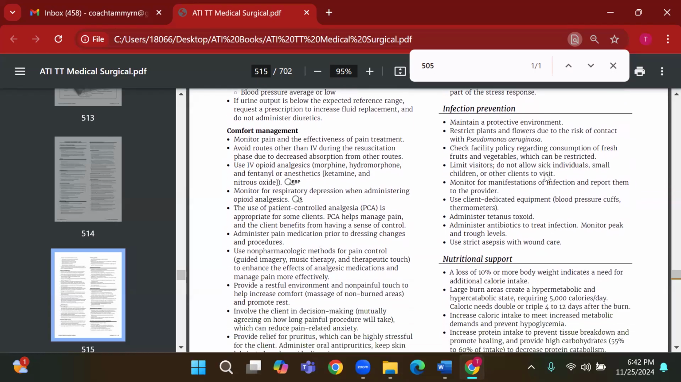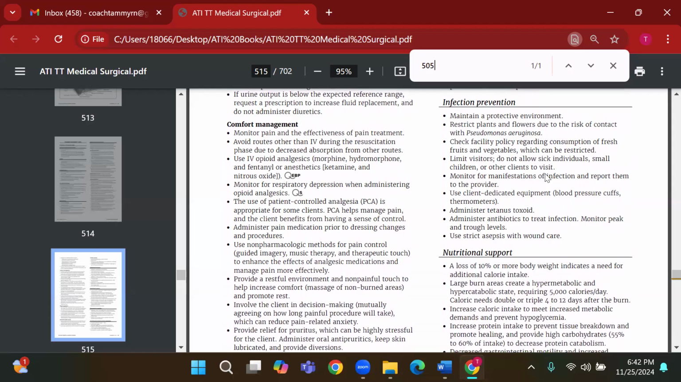The big thing with a burn too is infection, because remember, your skin is your protection and now you don't have that skin anymore. So we wouldn't allow plants or flowers in the room because they carry a lot of bacteria. And it says they carry Pseudomonas aeruginosa, whatever that is. It sounds terrible. It says check the facility policy regarding consumption of fresh fruits and vegetables. So maybe even limit those because they have bacteria. Limit visitors. You wouldn't want sick people coming in. This person is definitely immunocompromised. Monitor for manifestations of infection.